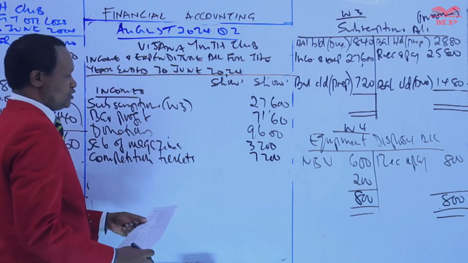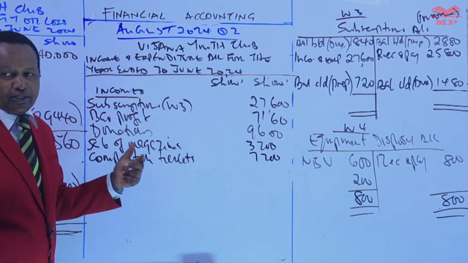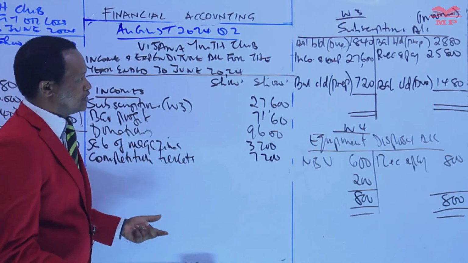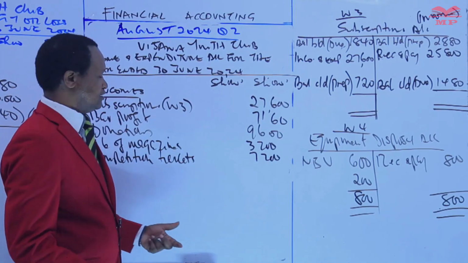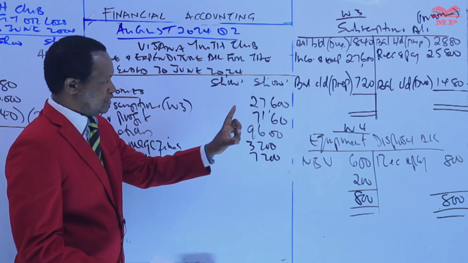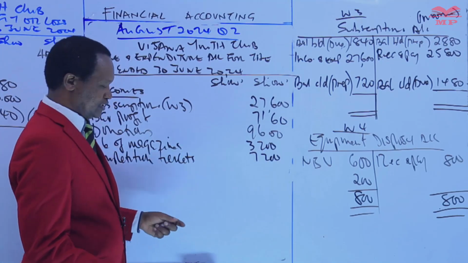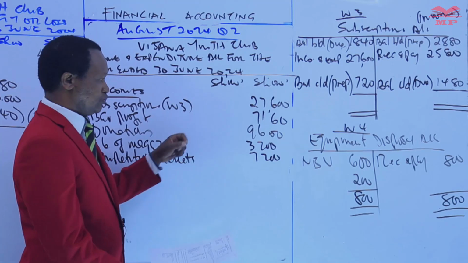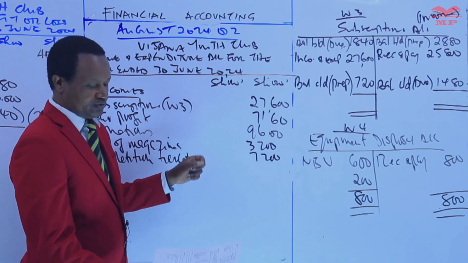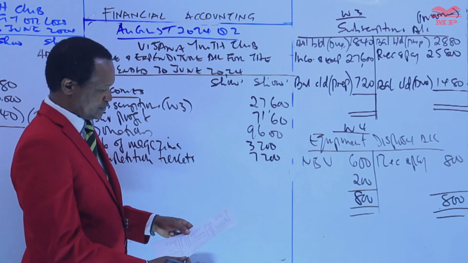Now, as you see, like sale of magazines, we've not made any adjustment. That's why in the exam there are always marks that are just free. Like these ones, we've not made an adjustment, but you earn the marks. We are just copying directly from the question to the answer sheet. Then you get the marks. You understand? Yes.